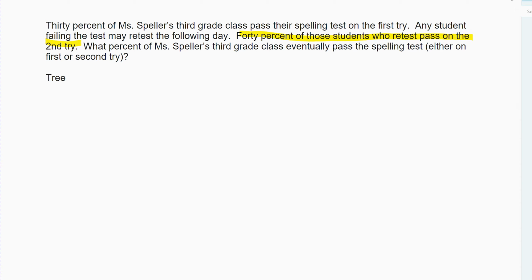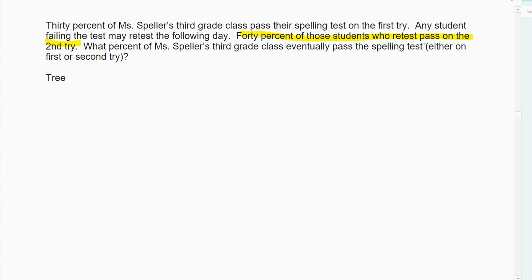So this is a conditional case. What you have to recognize is the condition. It's 40% of those students who retest. Meaning it's not 40% of all of my students, right? It's just 40% of those who didn't pass on the first try. So it's 40% of the 70% who didn't pass on the first go.